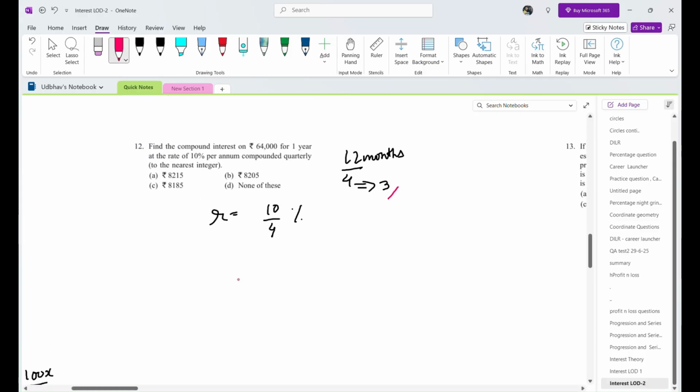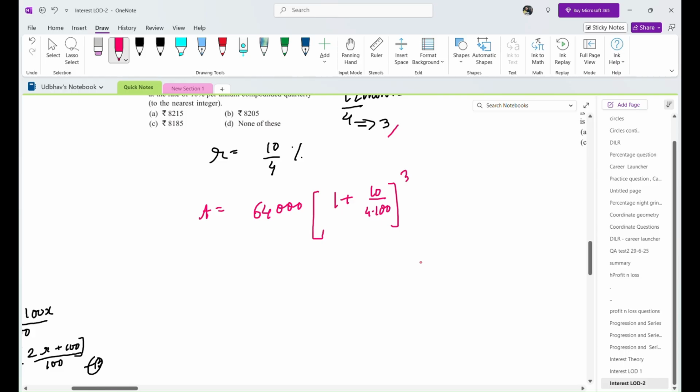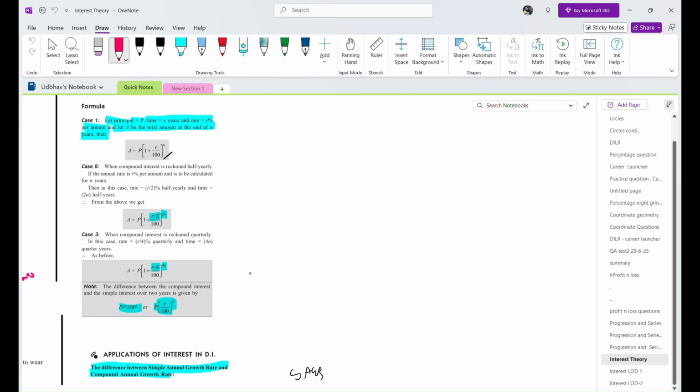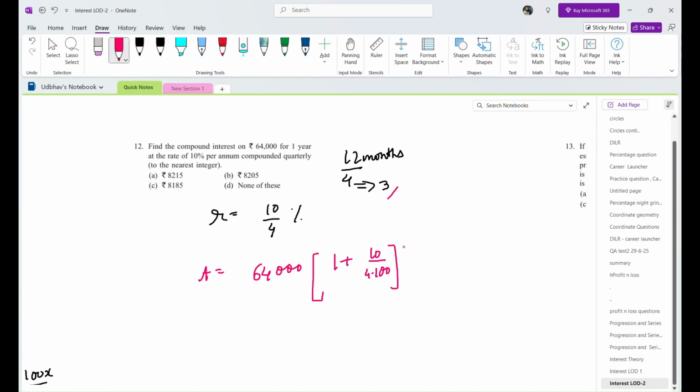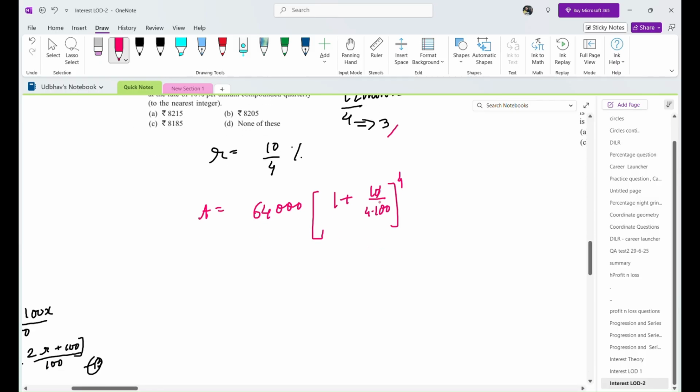So we can see it like amount equals to principal 1 plus 10 upon 4 into 100 to the power 3. We have to do it 4. If we are using the formula, we have to do it by 4. Anyways, we can solve this now.